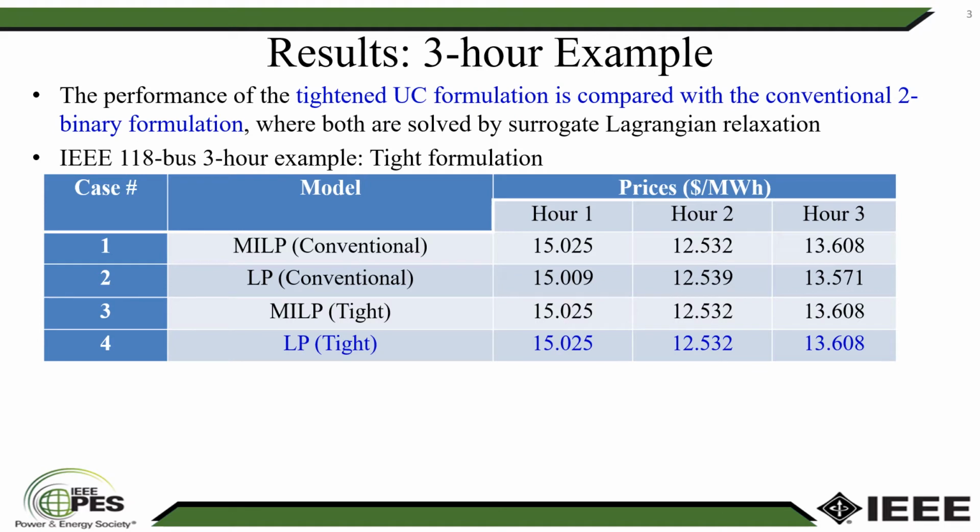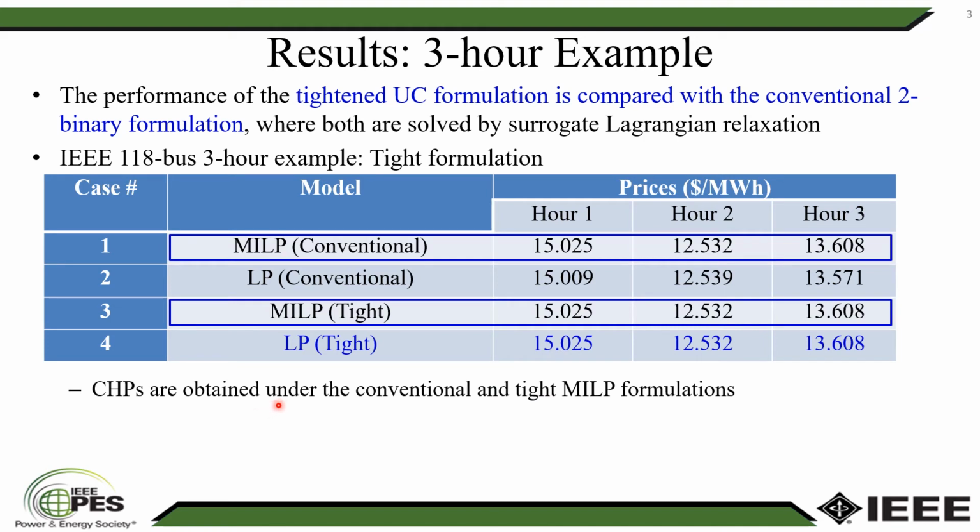We now discuss the implementation of our idea. We compare the performance of our tightened UC formulation with the conventional 2-bin formulation, and both methods are solved by surrogate Lagrangian relaxation. We also consider the IEEE 118 bus data and perform two experiments. One is a 3-hour example and the other is a 24-hour example. We use a tight formulation for the 3-hour example and the results are shown in the table.